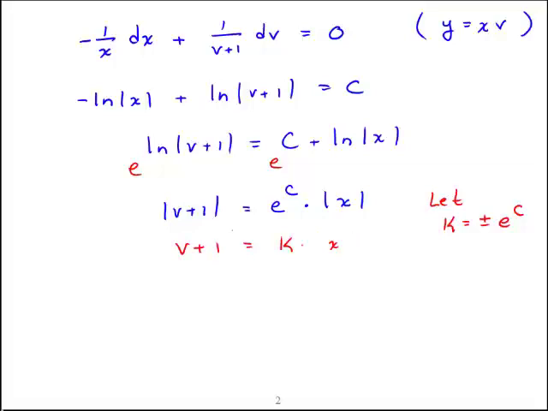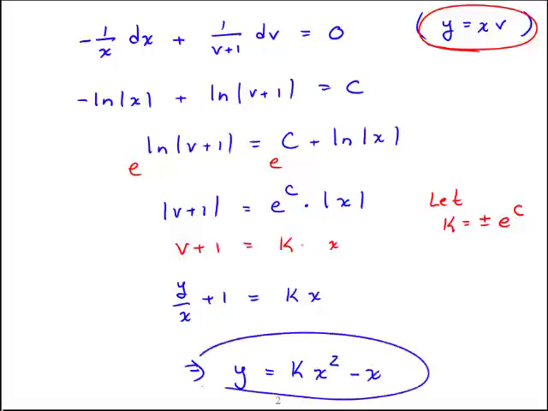Now at this point we have solved in essence for v, and we now want to reverse our original substitution so we can solve this differential equation with respect to y. So in our case here, we would have v, or y over x, plus 1 equals k times x. And simply solving for y gives us that y would be k times x squared minus x for some constant k. This is the solution to our original differential equation, y prime equals 2y plus x over x.